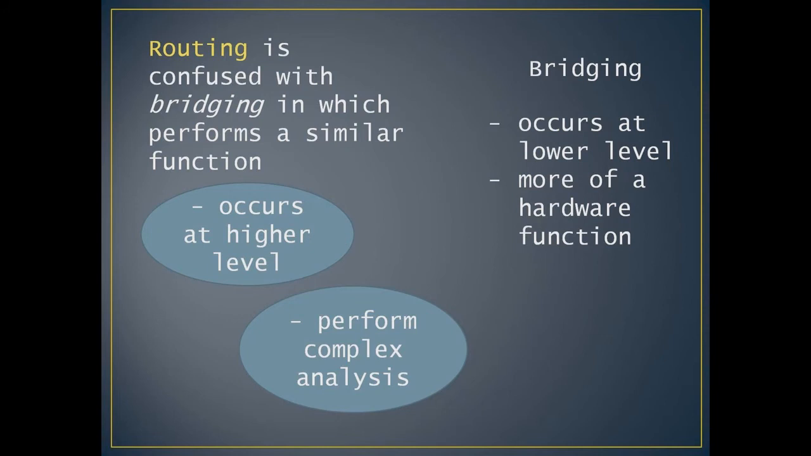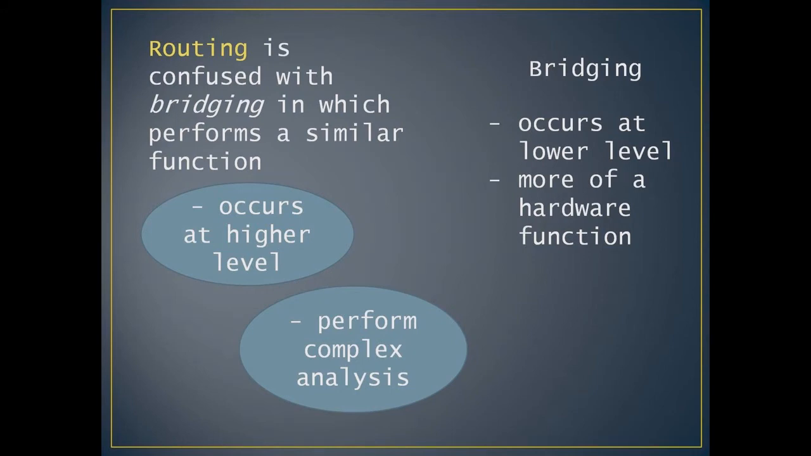Moreover, routing is usually confused by users with bridging, which performs a similar function to routing. Bridging occurs at a lower level, and it's more of a hardware function, while routing occurs at a higher level and performs complex analysis. Why does routing perform complex analysis? To determine the optimal path for the packet.